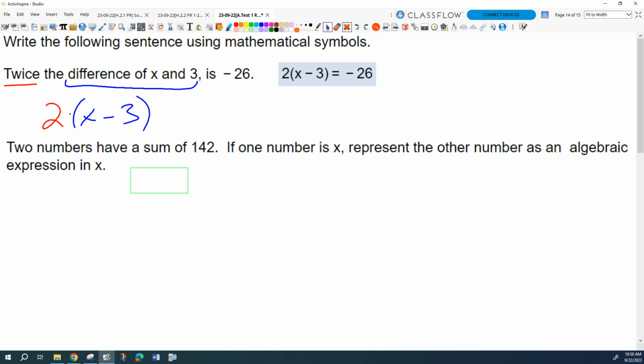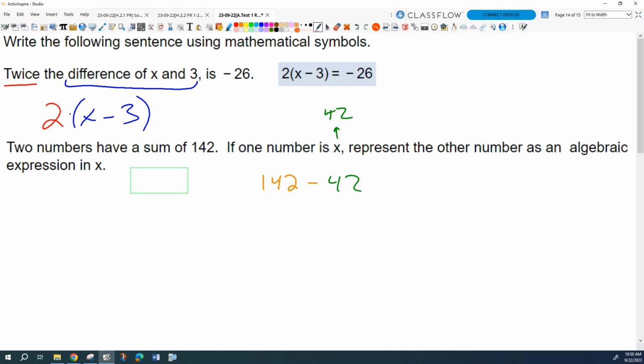Pick a value. Pick a convenient value that we're just going to let x be, right? Instead of saying one number is x, let's say one number is, how about 42? If one number is 42, what's the other one? 100. How'd you get that? Okay, but what did your brain actually do there? You just did 142 minus 42, didn't you?